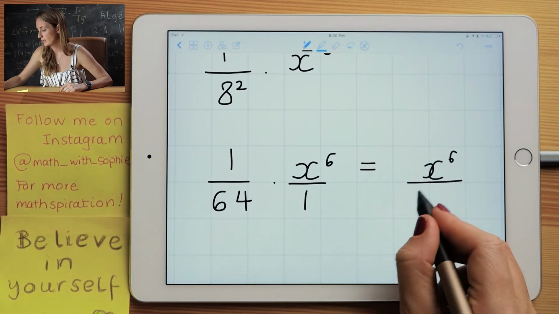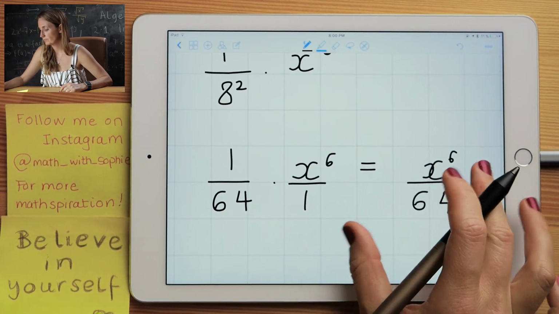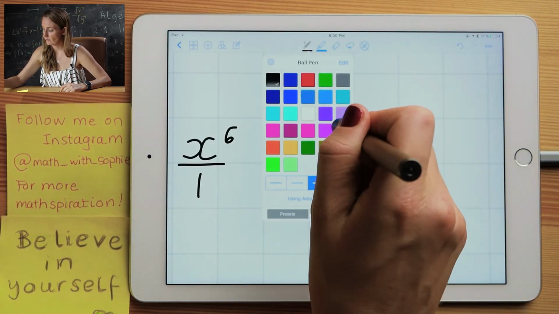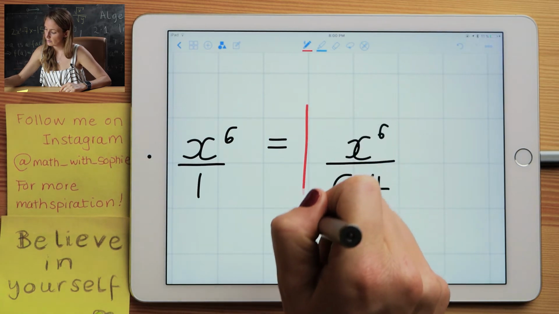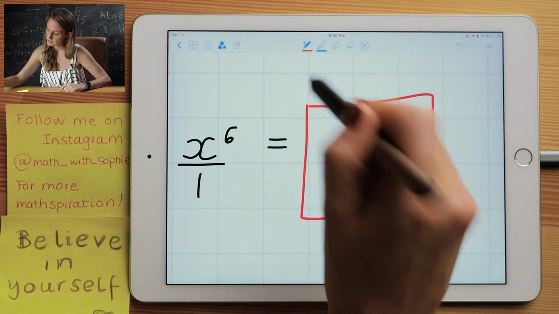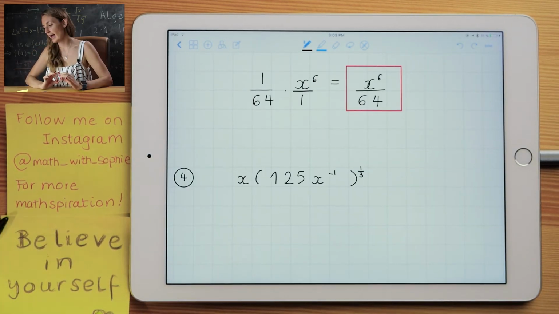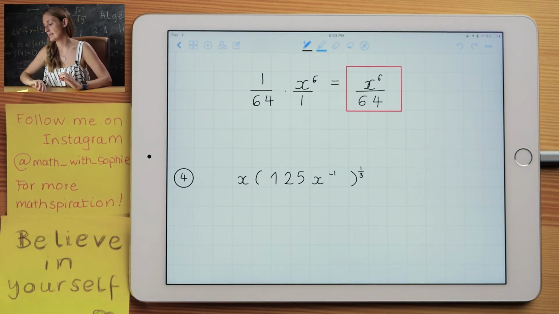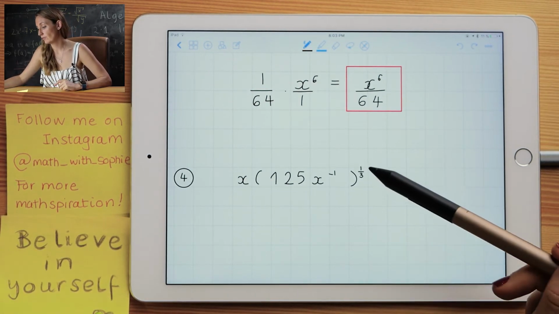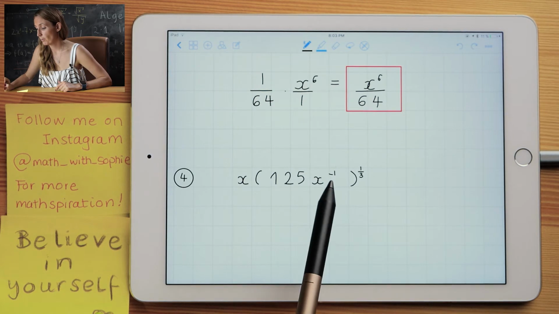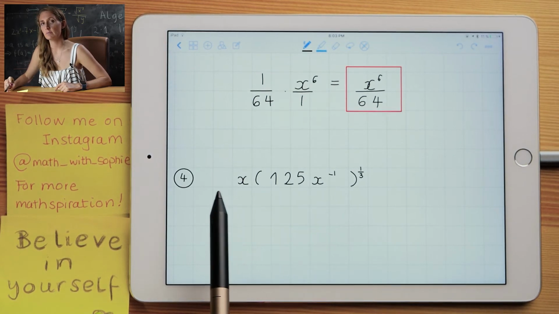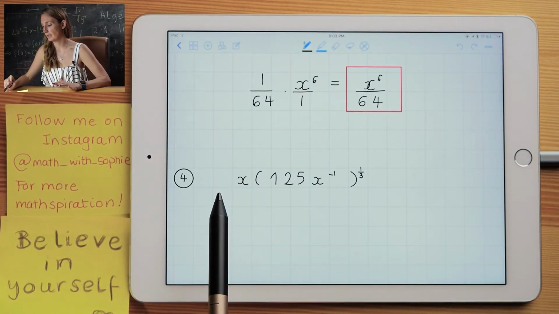64 times 1 is 64. So that is our final answer for the third question. The last example is always the hardest, and this one definitely is. We've got fractions, we've got minus numbers, and we've got something going on outside of the bracket.